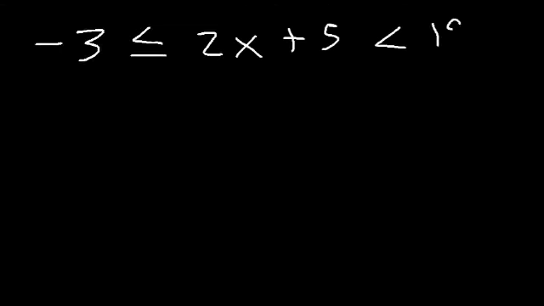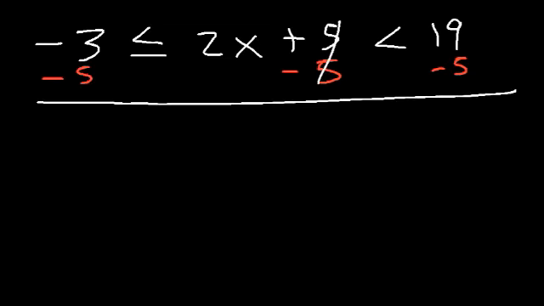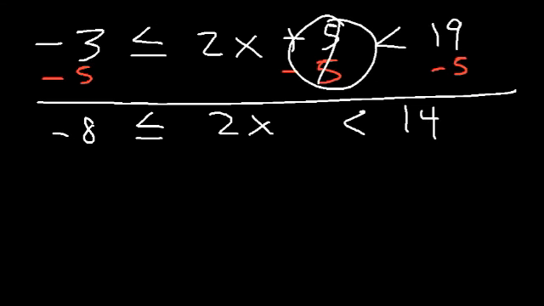Now here's the last question for the day. Let's say if you receive a problem that looks like this. How would you solve it? Now instead of separating it into two equations, you can solve this system all at once. So you can subtract all three sides by 5. Negative 3 minus 5 is negative 8. And 19 minus 5 is 14. And these 5's, they cancel. So now you could divide all three sides by 2.